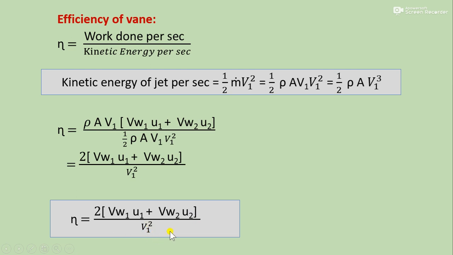So the efficiency of the radial vane in series is equal to 2 into [Vw1 u1 plus Vw2 u2] divided by V1 square, where Vw1 and u1 are the whirl velocity and plate velocity at inlet, Vw2 and u2 are the whirl velocity and plate velocity or vane velocity at outlet, and V1 is the absolute jet velocity at inlet.